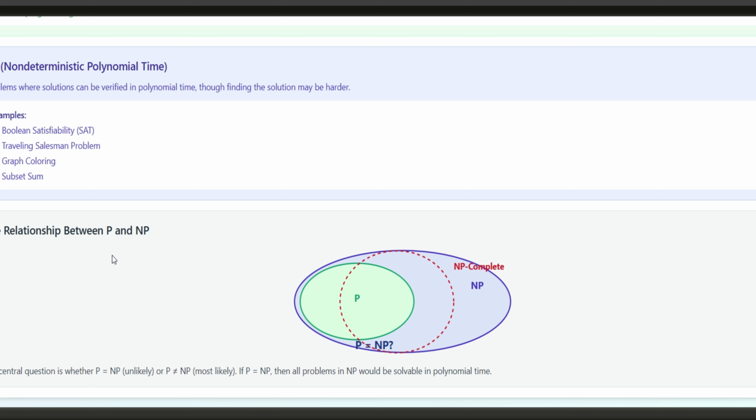So this takes us to the main question. Is P equal to NP? In other words, is there a fast algorithm out there for all the problems we can verify quickly? Most people think the answer is no, but nobody has been able to prove it either way.